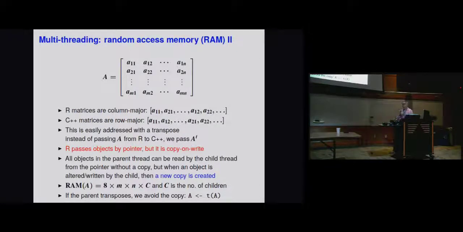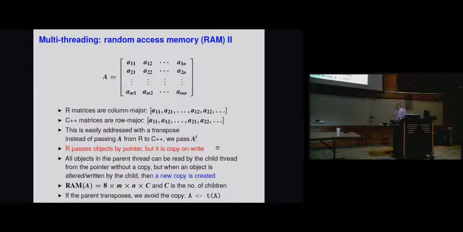Well, why does this matter? Because BART is written in C++, and we need to pass it a matrix that's in R. But this is pretty simple. All you do is you pass the transpose. So instead of passing A, you pass A transpose.